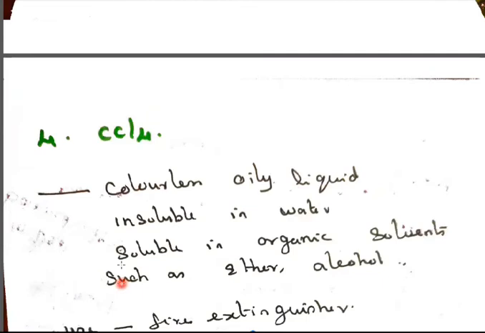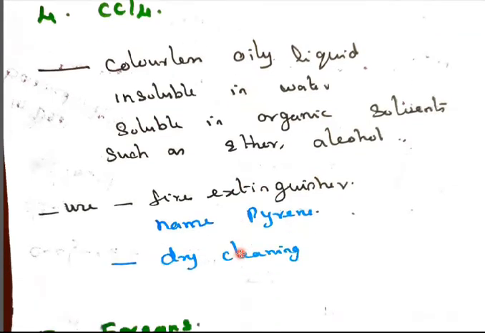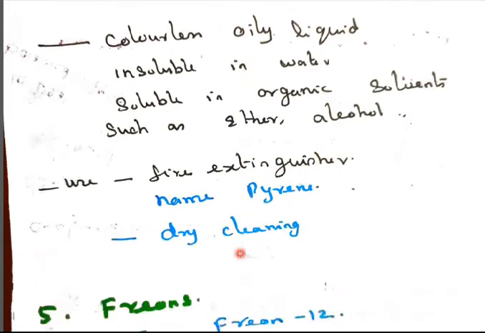It is insoluble in water, but soluble in organic solvents like ether and alcohol. It is used as a fire extinguisher. They will ask you the name of carbon tetrachloride: it is called pyrene. In the name of pyrene only, they use it in fire extinguishers. It is also used in dry cleaning silk sarees and all.